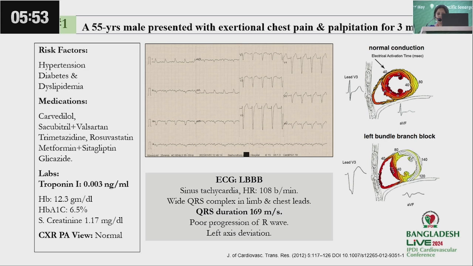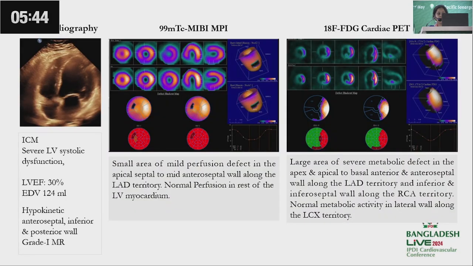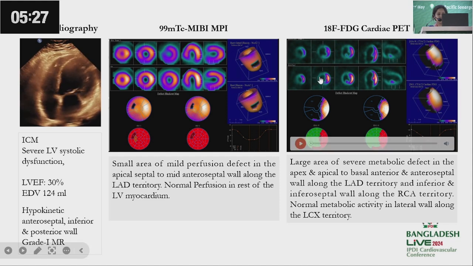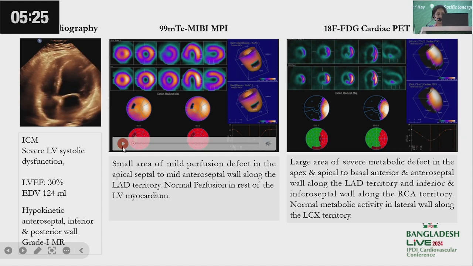In left bundle branch block, there is usually delayed septal activation, which causes the pattern of wide QRS complex. On echocardiography, the comments were ischemic cardiomyopathy, severe LV diastolic dysfunction, and reduced ejection fraction of about 30%. Hypokinetic anteroseptal, inferior and posterior wall. Then this patient was referred to us for myocardial perfusion and viability imaging.